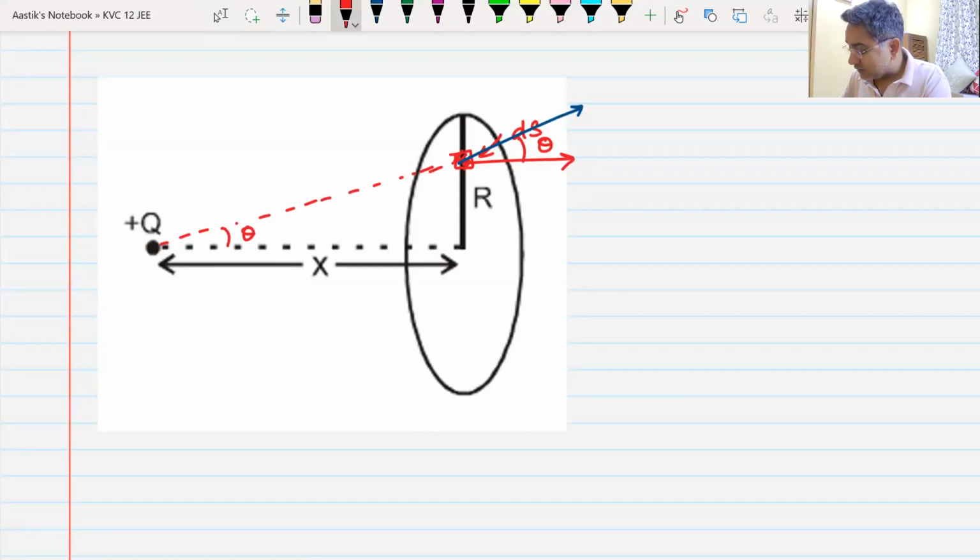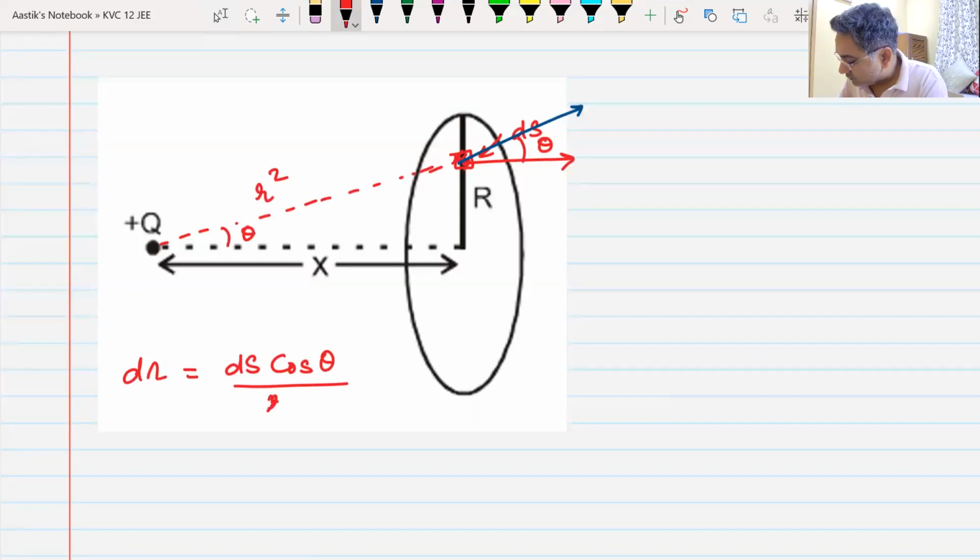So if I have to find the small solid angle that this dS will subtend, it will be equal to dS cos theta divided by r squared. Yes or no? Yes, sir. This is how I will find the solid angle.